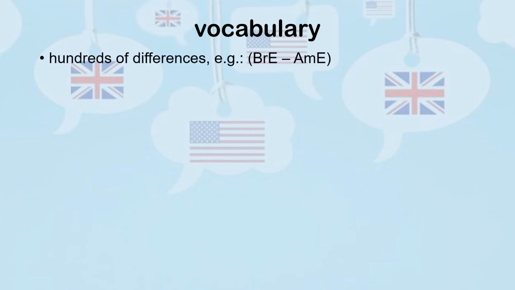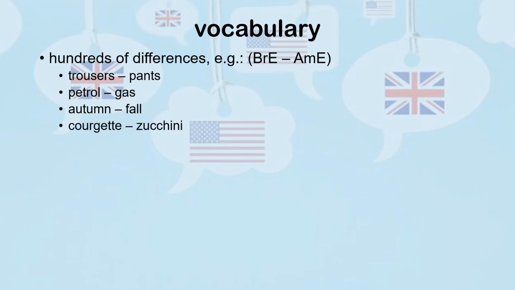Turning to vocabulary, well, there are just hundreds of differences. I give a couple of examples. As always, British English first, then American English. Trousers are called pants in American English. Petrol, British English. Gas in American English. The autumn is the fall. A courgette is a zucchini. A mobile phone, or just mobile, is a cell phone in American English.